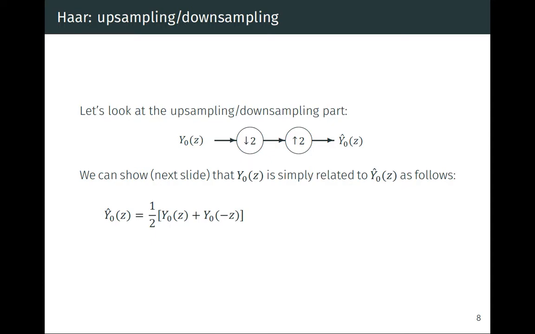I leave that for you to read in the slides, but basically this going down and up again has the same effect as doing that in the Z transform domain. So what you do here is say, I started with Y0 of Z, and at the end of that process, I have a signal which is half of Y0 of Z plus Y0 of minus Z.